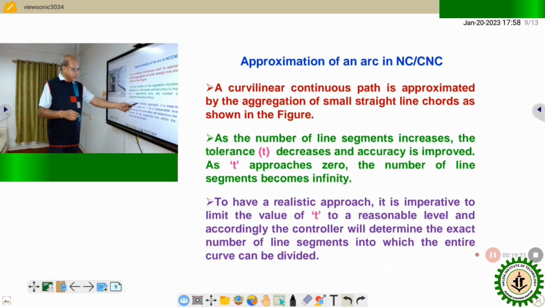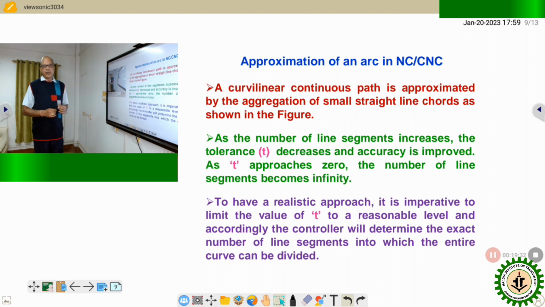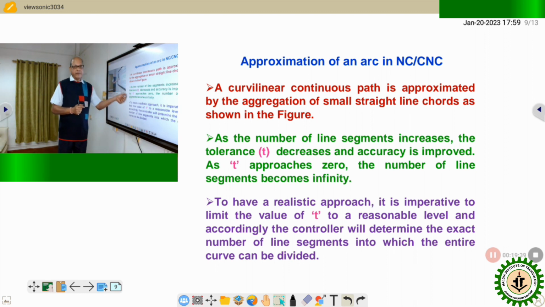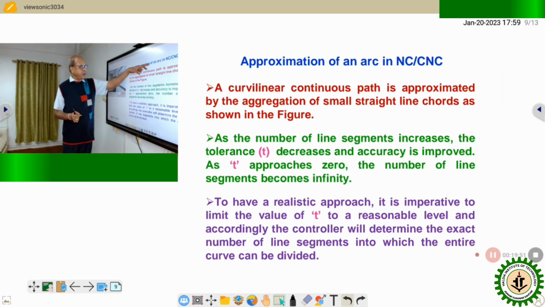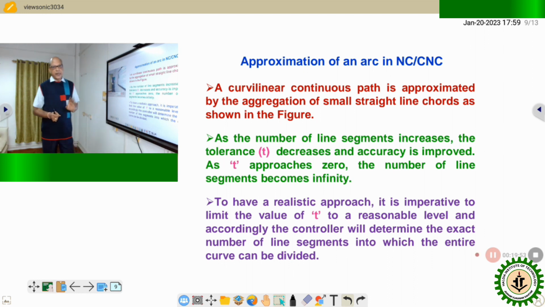So to have a realistic approach, it is imperative to limit the value of T to a reasonable level, and accordingly the controller will determine the exact number of line segments into which the entire curve can be divided. So how to develop the relationship: for a given limiting value of T, what should be the total number of line segments into which the machine control unit will divide the entire circular arc as a part of approximation? This is what exactly is approximation of an arc by straight line segments.